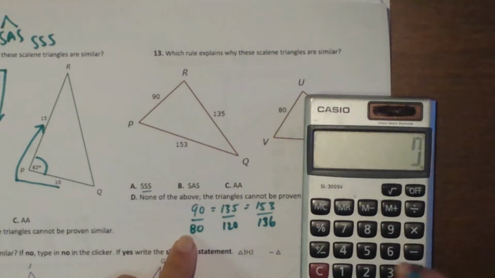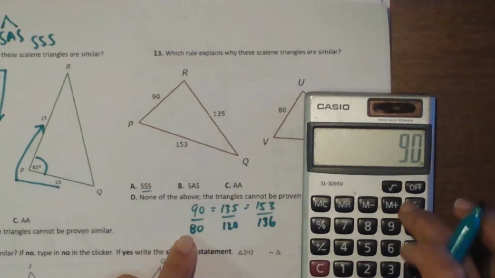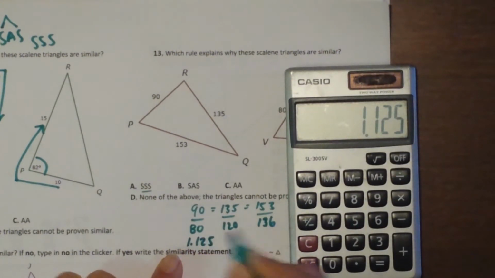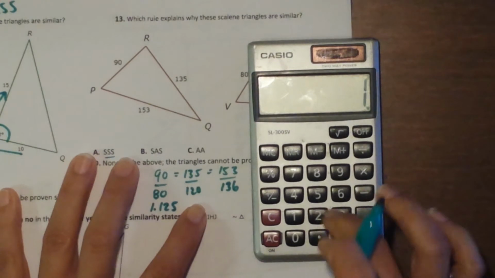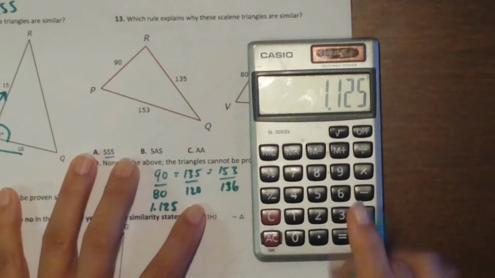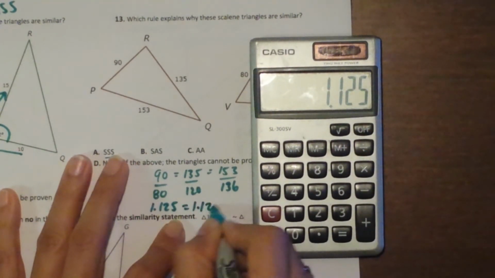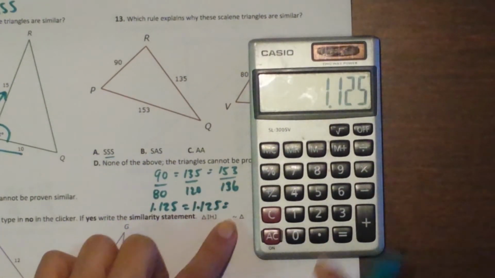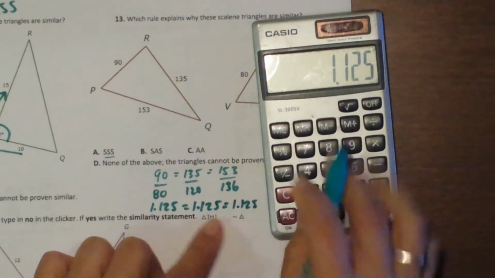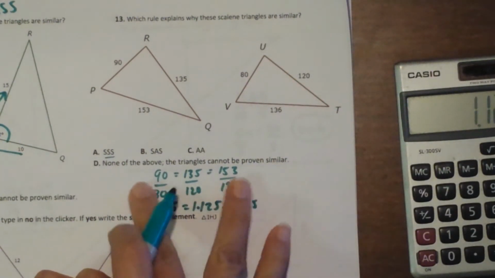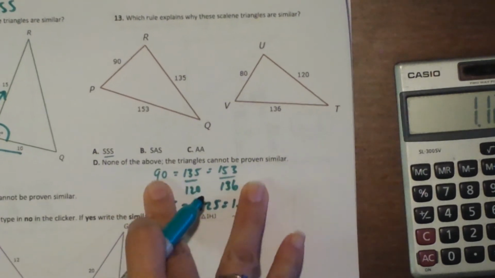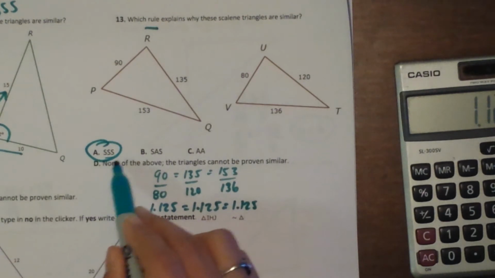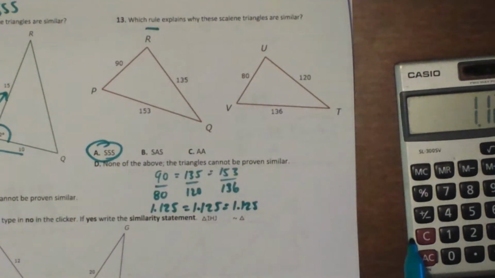All right, so 90 divided by 80 is 1.125. 135 divided by 120. Oh, it's looking good, but you have to check all 3. 153 divided by 136. Yup, it is. So 1.125. Because they're all equal, it tells you the sides are proportional. Because the sides are proportional, what rule explains it? It's going to be SSS. Because if all the sides are proportional, then the triangles are similar.